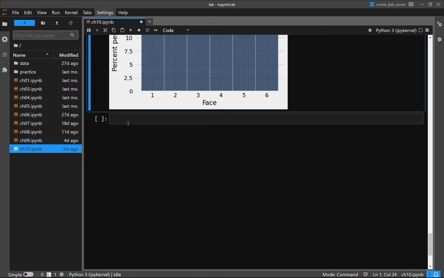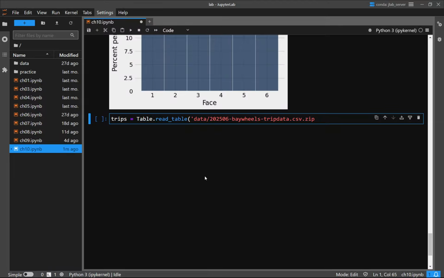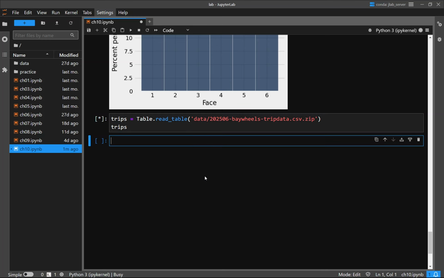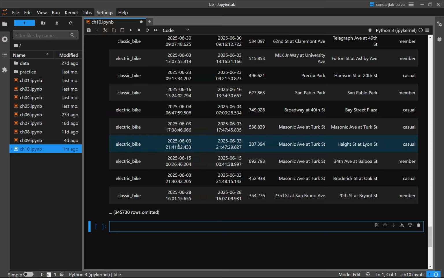You remember our example from the San Francisco bike share stuff? That's a different kind of distribution if we take the duration that people were spending on those bikes that they were renting. So let's call it the trips table. Table.read_table data. It's this one, Bay Wheels trip data from June of 2025. And so here's all my stuff. It's a big table, so it takes a while to read it.